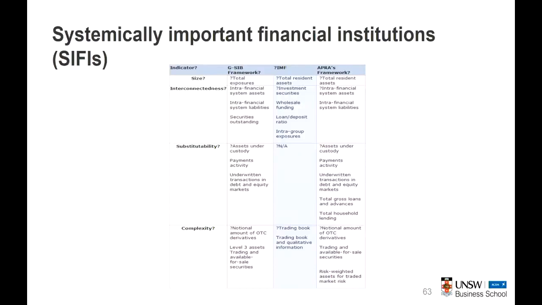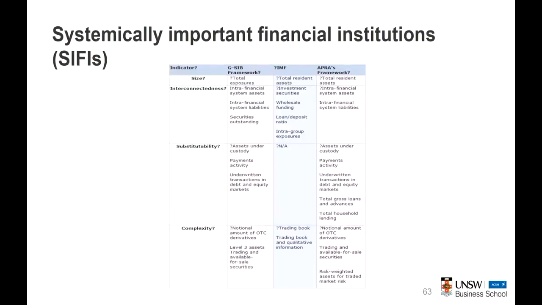And you can see the variables that APRA looked at, assets under custody, so that's custodian services. They're quite hard to replace. So this is asset custody. If you're a fund manager, you manage funds, but you appoint a custodian, for example HSBC, to hold those assets in trust for your clients. Payment fee. So again, moving your transactional accounts is quite painful. Underwritten transactions in debt and equity, and then APRA did look at total loans and total household earnings.